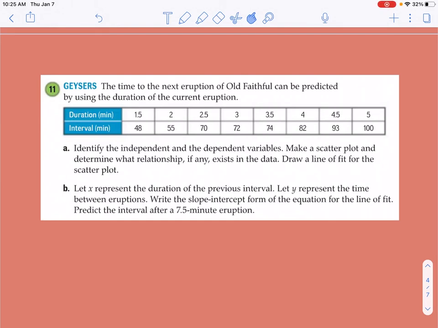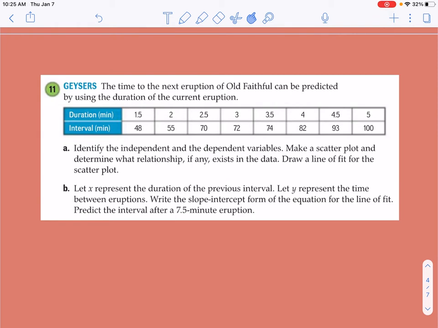All right, we're gonna do another problem here with scatter plots and lines of fit and using those as predictive models. For this problem, we're dealing with Old Faithful. The time of the next eruption of Old Faithful is predicted by using the duration of the current eruption. So if you know the length of the eruption that's happened, they put it into this prediction model, this equation that helps them determine how long until the next eruption.